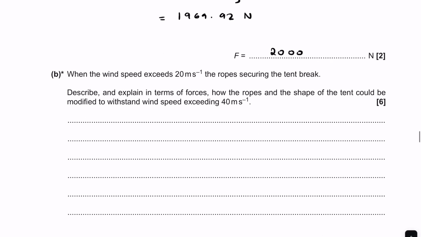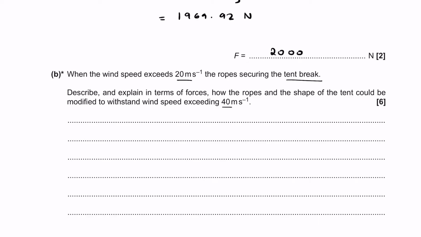For part B, it says when the wind speed exceeds 20 meters per second, the ropes securing the tent break. Describe and explain in terms of forces how the ropes and the shape of the tent could be modified to withstand wind speeds exceeding 40 meters per second. So you want to double the speed. They're talking about doubling the velocity.